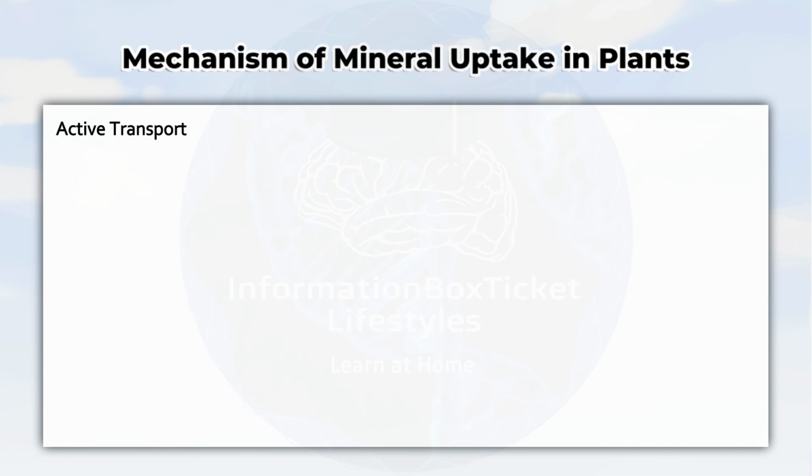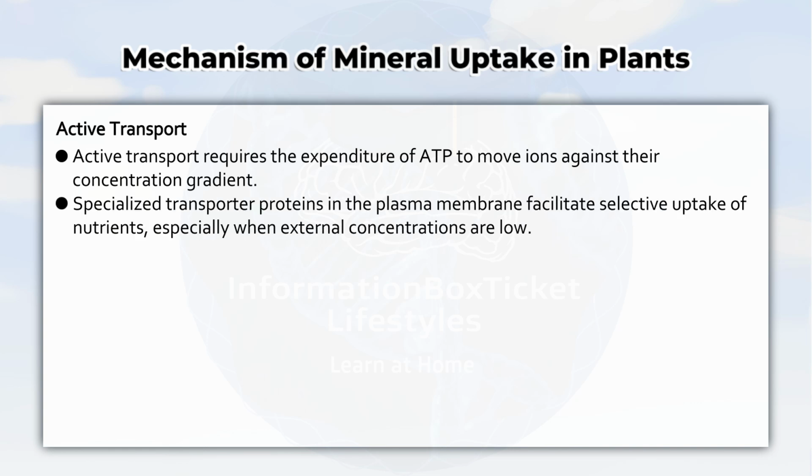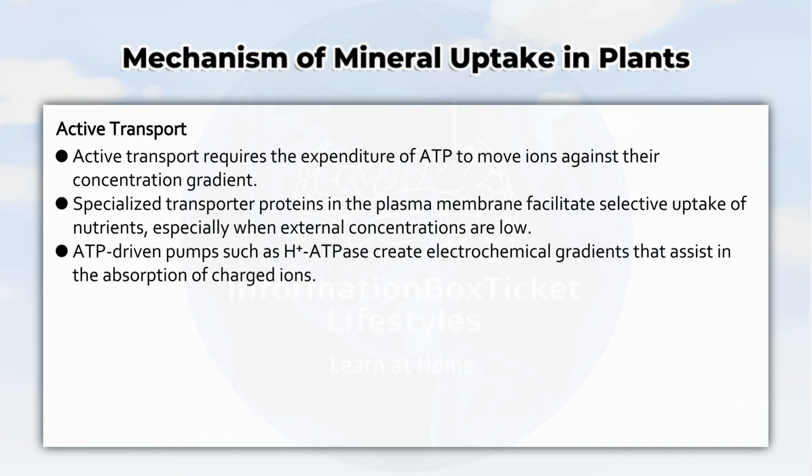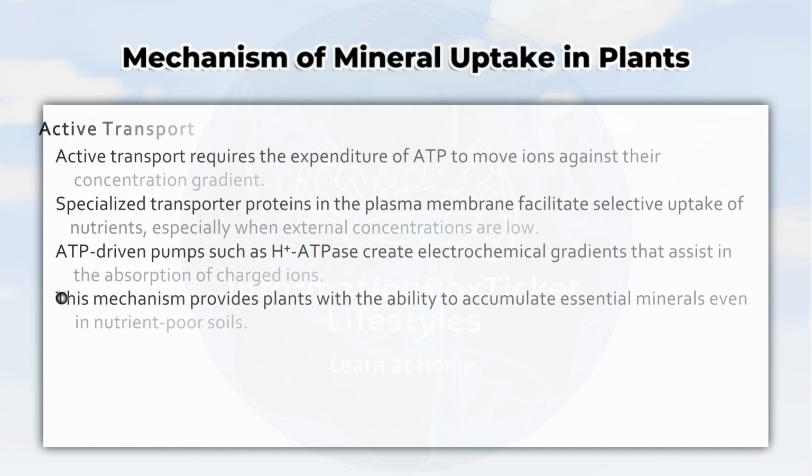Active transport. Active transport requires the expenditure of ATP to move ions against their concentration gradient. Specialized transporter proteins in the plasma membrane facilitate selective uptake of nutrients, especially when external concentrations are low. ATP-driven pumps, such as H+ ATPase, create electrochemical gradients that assist in the absorption of charged ions. This mechanism provides plants with the ability to accumulate essential minerals even in nutrient-poor soils.